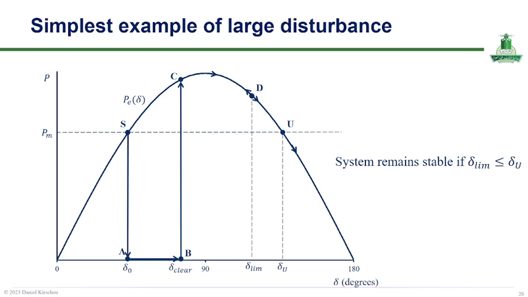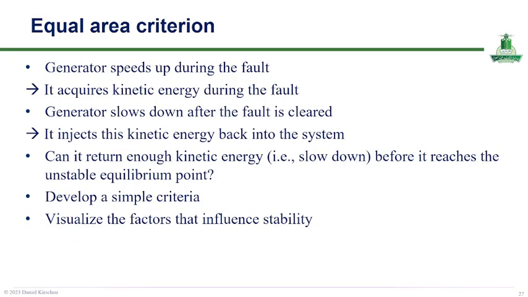In other words, the maximum excursion, delta lim, must remain less than or equal to delta U. So this reflects the equal area criterion, where the accelerating and decelerating areas must balance to ensure the system returns to a stable operating condition. So this slide introduced the equal area criterion as a simple and intuitive way to assess transient stability.